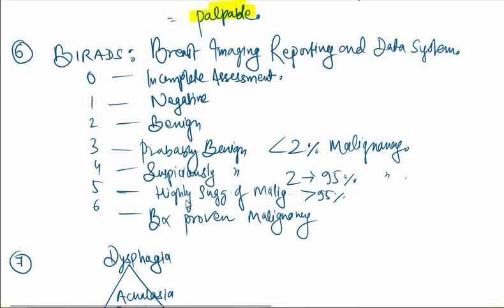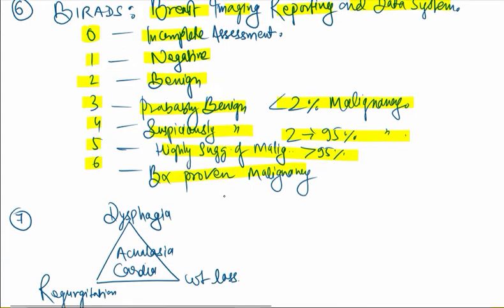Next, BI-RADS. What is this? Breast Imaging Reporting and Data System. So 0 is incomplete assessment, 1 is negative, 2 is benign, 3 is probably benign, and there is a risk of less than 2% malignancy. 4 is suspicious, and there is a risk of 2 to 95% malignancy. 5 is highly suggestive of malignancy, with more than 95% chance. 6 is biopsy-proven malignancy.